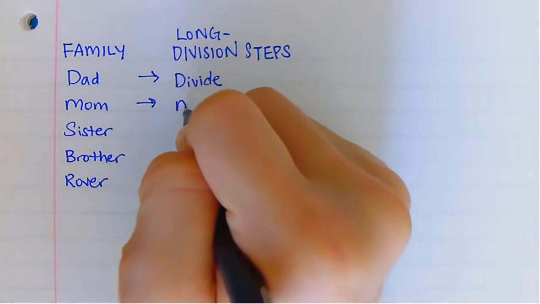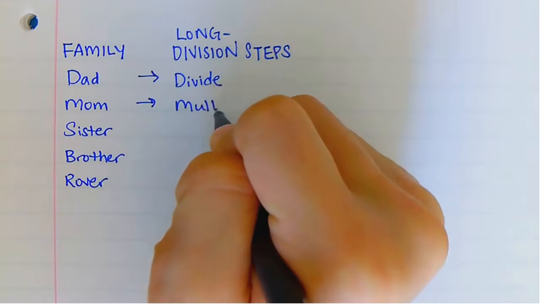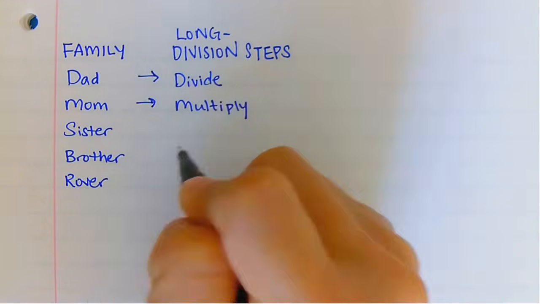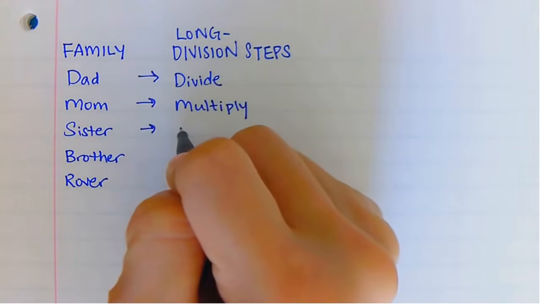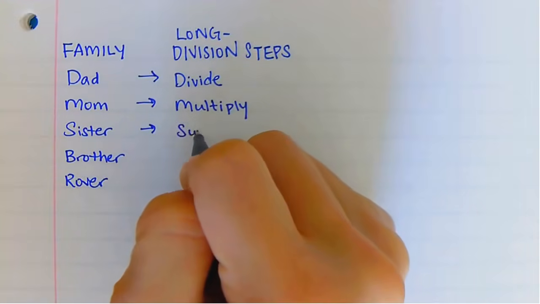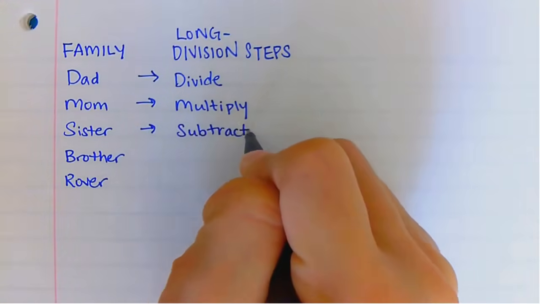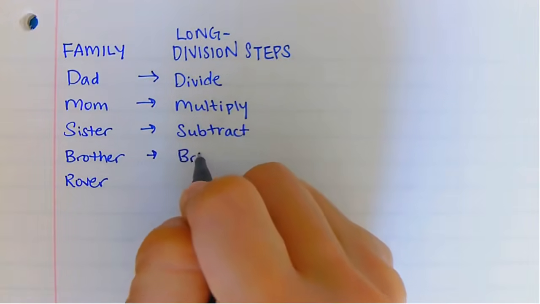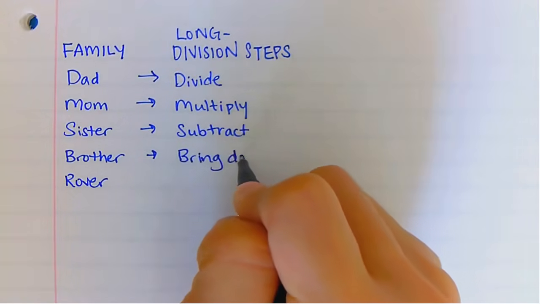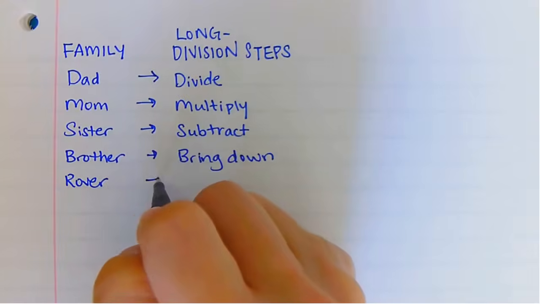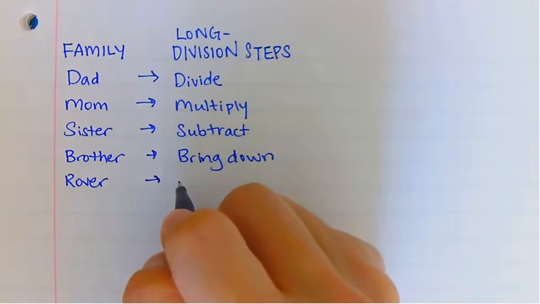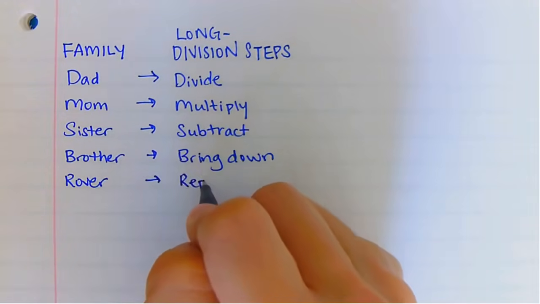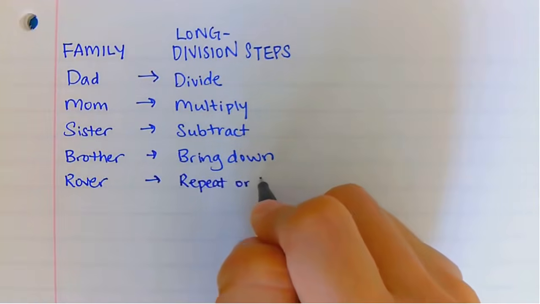Mom is multiply. Sister stands for subtract. Brother, the B, stands for bring down. And Rover stands for repeat or remainder.